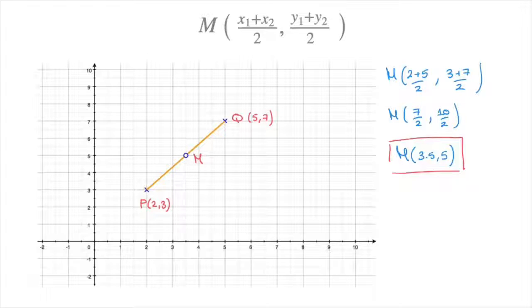And we can confirm this result by looking at the graph that we have here. Indeed, the x-coordinate of point M is definitely 3.5. And the y-coordinate of point M, we can see right away, is 5. And so that's how to calculate the coordinates of the midpoint of a line segment using this formula. And that's it for this tutorial.